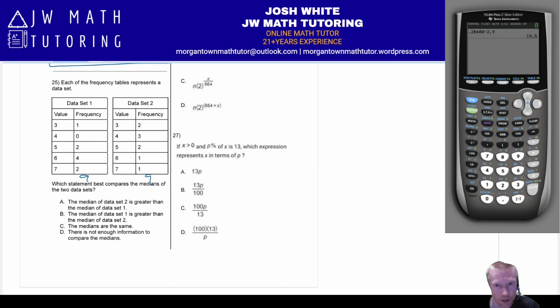Okay, so in data set 1, we've got 1, and then plus 2, we're up to 3 total. And then here we get up to 7 total, so that means the fifth value occurs right here. So the median for data set 1 is 6. For data set 2, 2 plus 3, we're already up to 5. That means the fifth value occurs right here at 4. So let's look at our answer choices. The median of data set 1 is greater than the median of data set 2. Therefore, the correct answer for this one is going to be letter B.